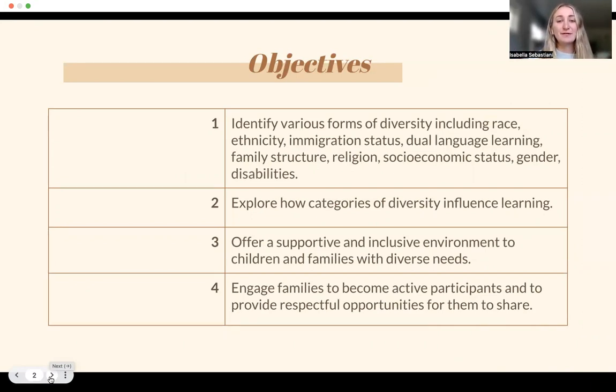Our first objective is to identify various forms of diversity, including race, ethnicity, immigration status, dual language learning, or DLL, family structure, religion, socioeconomic status, or SES, gender, and disabilities. Our second objective is to explore how categories of diversity influence learning. Our third objective is to offer a supportive and inclusive environment to children and families with diverse needs. And our fourth objective is to engage families to become active participants and to provide respectful opportunities for them to share their experiences.